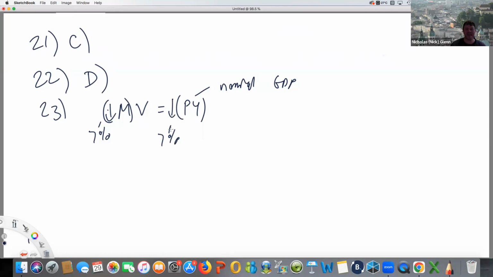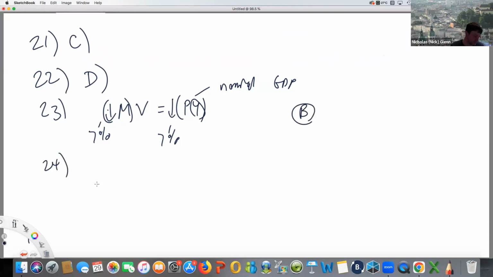But also, there's nothing given here that's going to affect income. We're saying that this is not going to be affected here. When we're looking at the quantity theory of money, unless we say so, it's not going to impact actual income. So the real GDP hasn't changed, which is why. But what did change was the price level went down 7%, and that causes nominal GDP to drop by 7%. So it's going to be B.